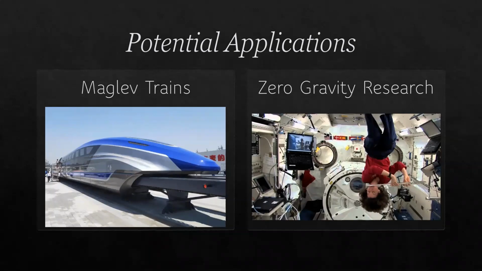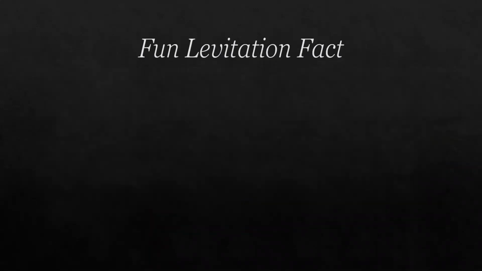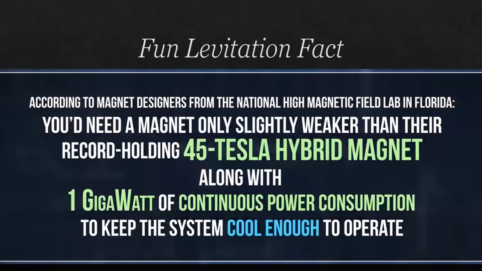We can't yet, though, really test this on people. It takes massive amounts of energy. Like this says, you need a 45 Tesla hybrid magnet, so just a huge magnetic field, along with 1 gigawatt of continuous power and a magnet in space big enough to put a person in. So it's really not practical or possible quite yet to magnetically levitate people on Earth.